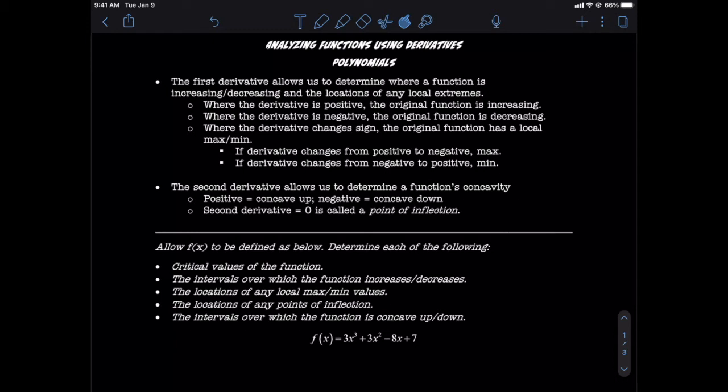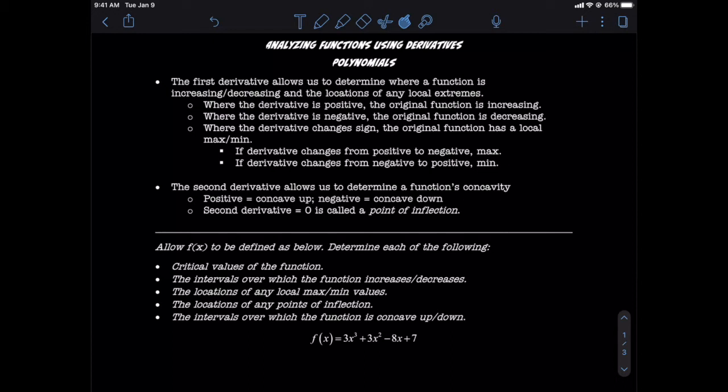Now, the relationship between the second derivative and the original function is a little less consequential, but still important nonetheless. See, if the second derivative is positive, this means that the original function is concave up, whereas if it's negative, this means that the original function is concave down. And in the event that your second derivative is equal to 0, we call this value a point of inflection.